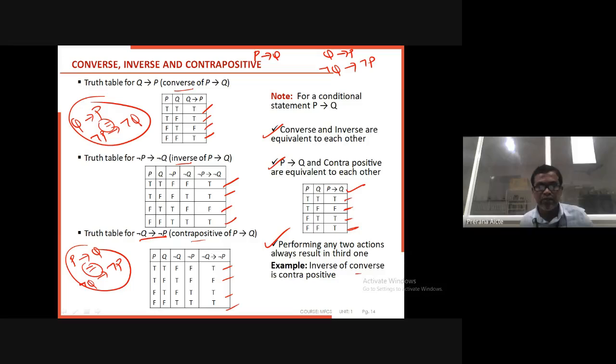Let us see the contrapositive. If you apply inverse to the contrapositive, it will result in the converse. Here the contrapositive is negation Q implies negation P. If you apply inverse, we need to apply negation to both. The negation of negation Q gives Q, and the negation of negation P gives P. So what is it? Q implies P, which is nothing but your converse. Like that, we can find some points regarding converse, inverse and contrapositive.